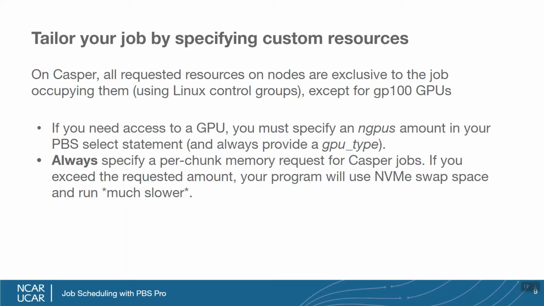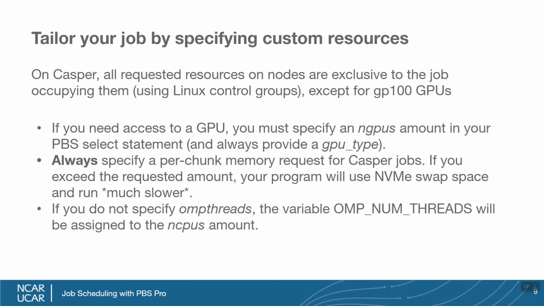Best just to try to request the amount of memory that you think you need and iterate over time based on the amount of memory that you find that you do use. And one last thing to note, if you don't specify the OMP threads flag, then the variable OMP_NUM_THREADS will be assigned to the NCPUs amount, because that's a resource that you always have to request.